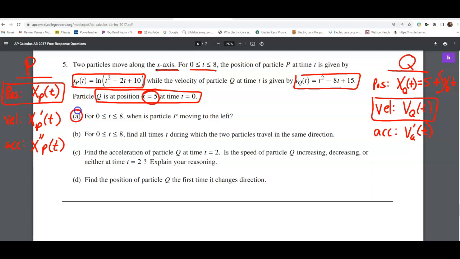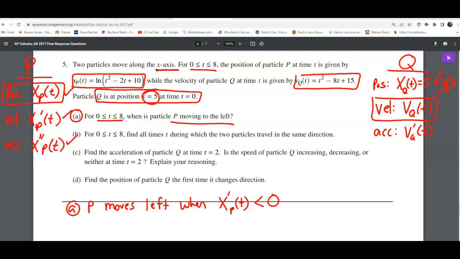Now, for part A, on the time interval from 0 to 8, when is particle P moving to the left? So for part A, P moves left when? Which one of these tells me the direction an object is traveling? Does the position tell me the direction it's traveling? No, the position tells me where it's at. Velocity is the thing that tells me the direction a particle is moving. So P moves left when x prime is negative. Moving left means that the velocity is negative.